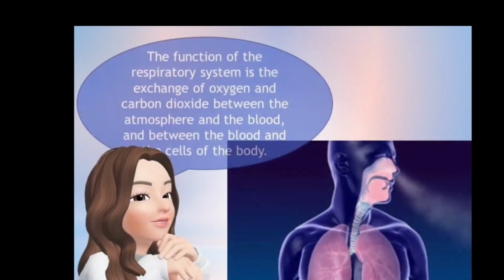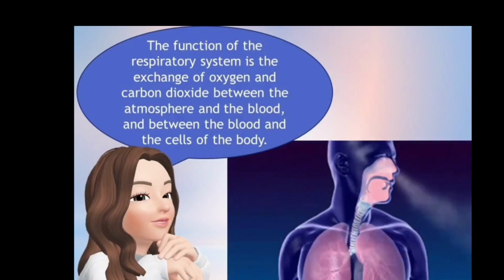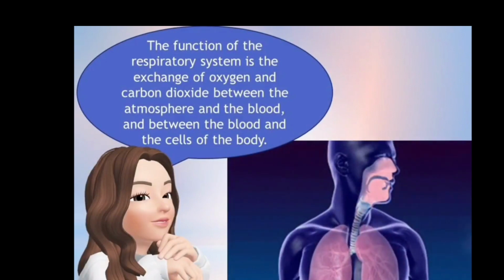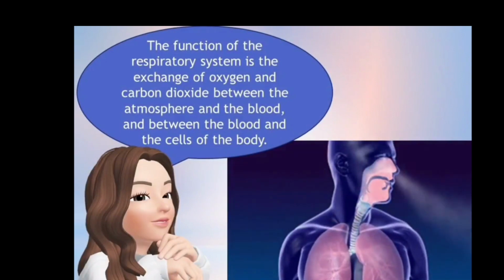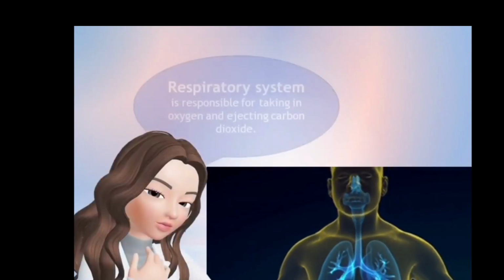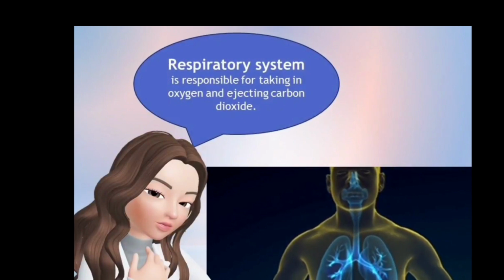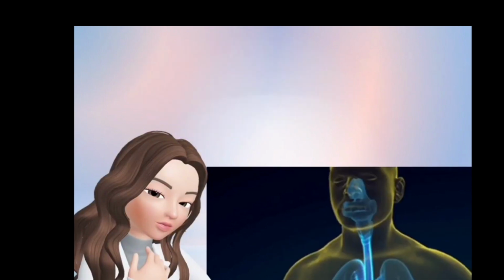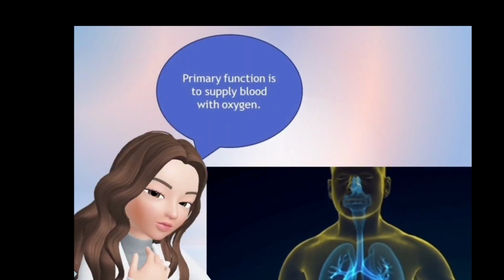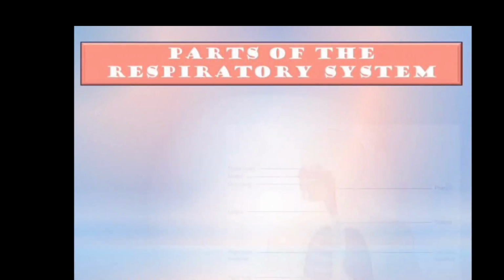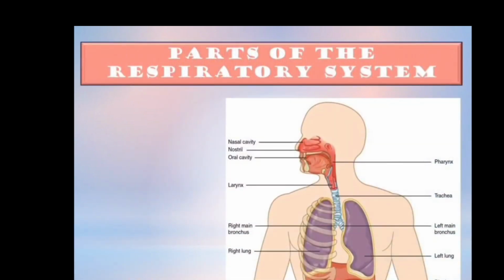The function of the respiratory system is the exchange of oxygen and carbon dioxide between the atmosphere and the blood, and between the blood and the cells of the body. The respiratory system is responsible for taking in oxygen and ejecting carbon dioxide, and its primary function is to supply blood with oxygen. Here are the parts of the respiratory system.